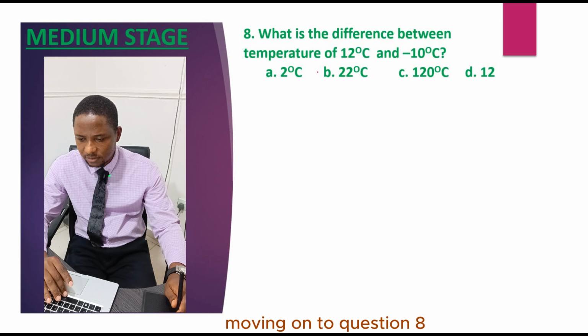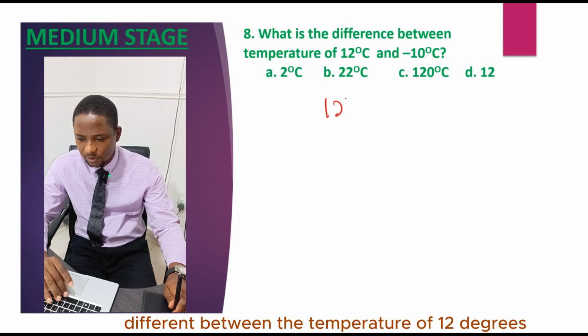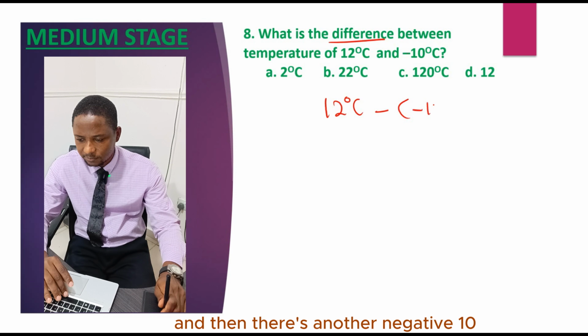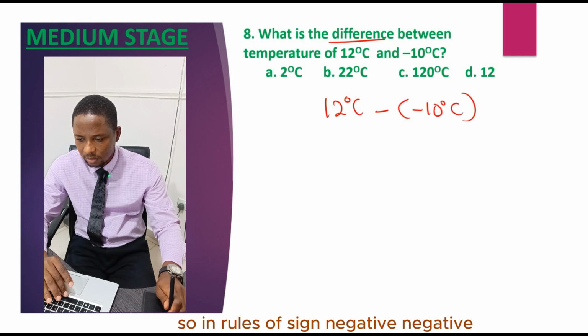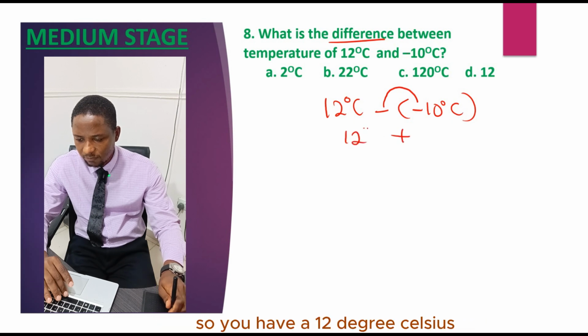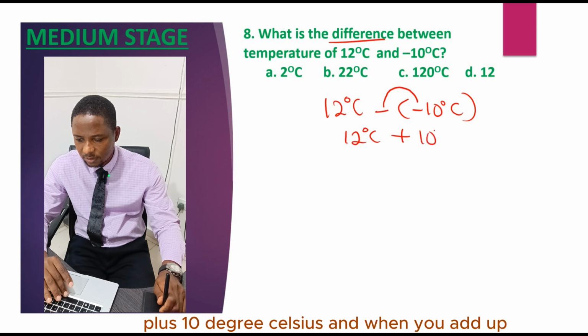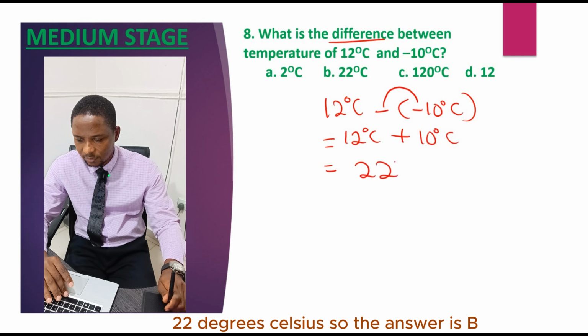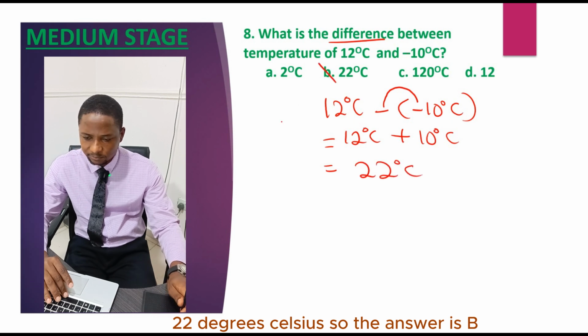Moving on to question 8. What is the difference between the temperature of 12 degrees Celsius and negative 10? Difference means minus. And there is another negative 10. So in rules of sign, the negative sign will change to a positive number. So you have 12 degrees Celsius plus 10 degrees Celsius, and when you add up, what you have is 22 degrees Celsius. So the answer is B.